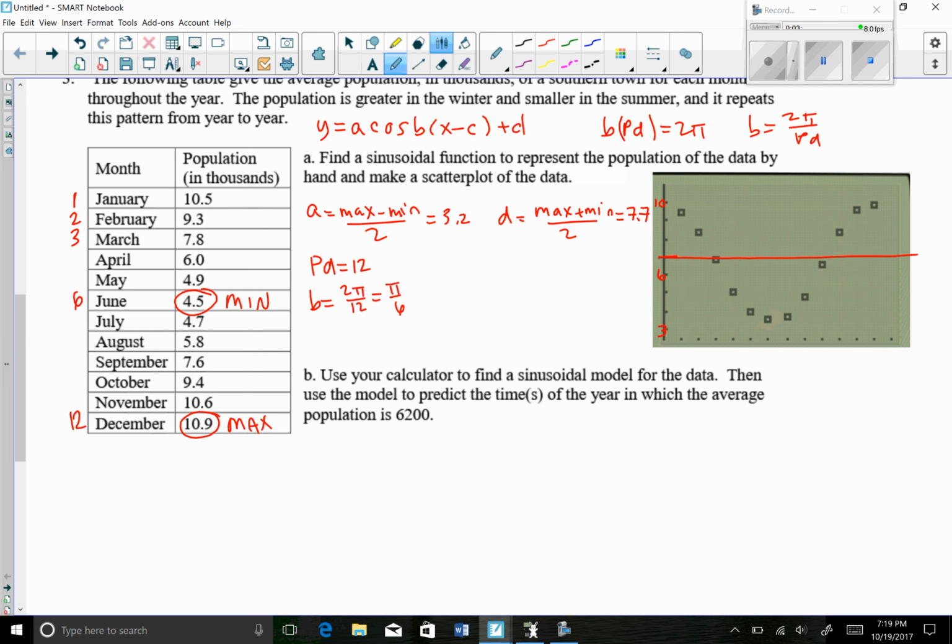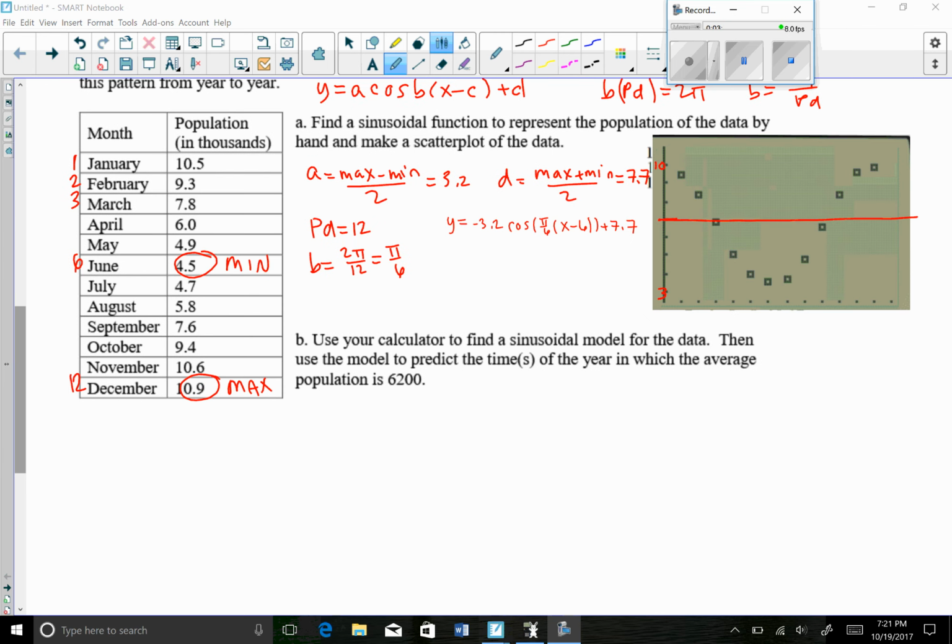So one equation we could have would be y is equal to my amplitude, which is 3.2, but because it's starting down, I would use negative 3.2 times the cosine of my b value, which is pi over 6, times x minus, in this case, we're going to the month of June, so minus 6, and then plus 7.7. So that's just one possible equation.